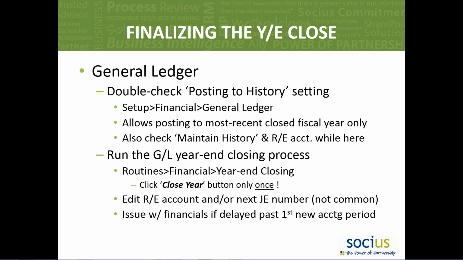Okay? So when you run the GL year-end process, there is routines, financial, year-end closing. All you have to do is click the Close Year button, but only do it once. We've had people that have accidentally thought the system wasn't doing anything, and they click it a second time, and that leads to problems. So what I'm telling you is, if you clicked it, don't click it again. Now, one thing has been added in GP 2013 that I'll show you in a moment that will probably keep you from doing that, but I want to make sure that you understand.